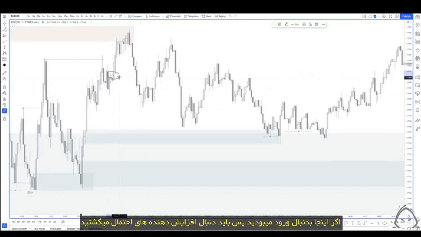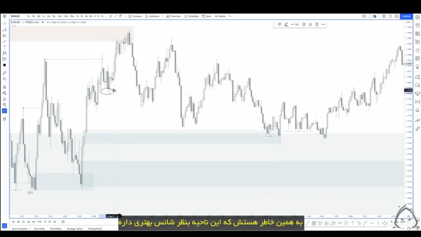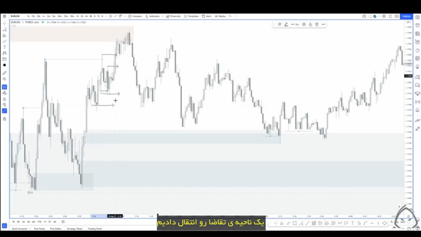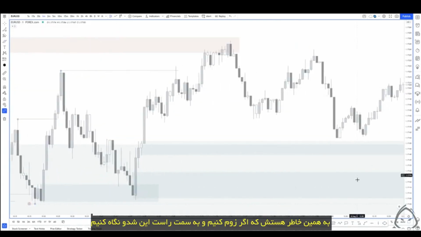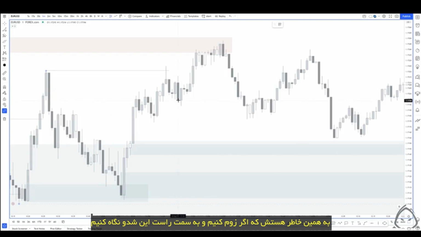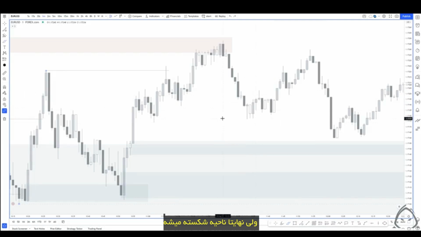If you were looking for something on this, then that's when we have to start running through our probability increasers. Yes, it does break structure. Does it mitigate anything? No. Does it sweep liquidity? No. That's why this area does seem a little bit more high probability. We sweep liquidity, we break structure, we mitigate a previous demand zone. And that's why, if we just zoom in and look to the right of this wick, we do get a small reaction, but then an eventual fail in price action.